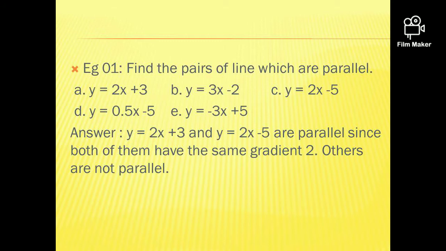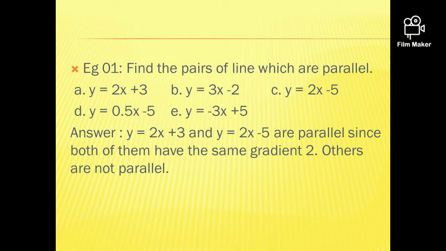In this example, we have 5 lines. Out of the 5 lines, we have to select the lines which are parallel to each other. If you consider the first line, y equals 2x plus 3, the gradient is 2. The second line is y equals 3x minus 2, the gradient is 3. Third line, y equals 2x minus 5, the gradient is 2. Fourth line, y equals 0.5x minus 5, the gradient is half or 0.5. Fifth line is y equals minus 3x plus 5, the gradient is minus 3. Why did I specify the gradient? Because we can discuss the parallel property using their gradient.